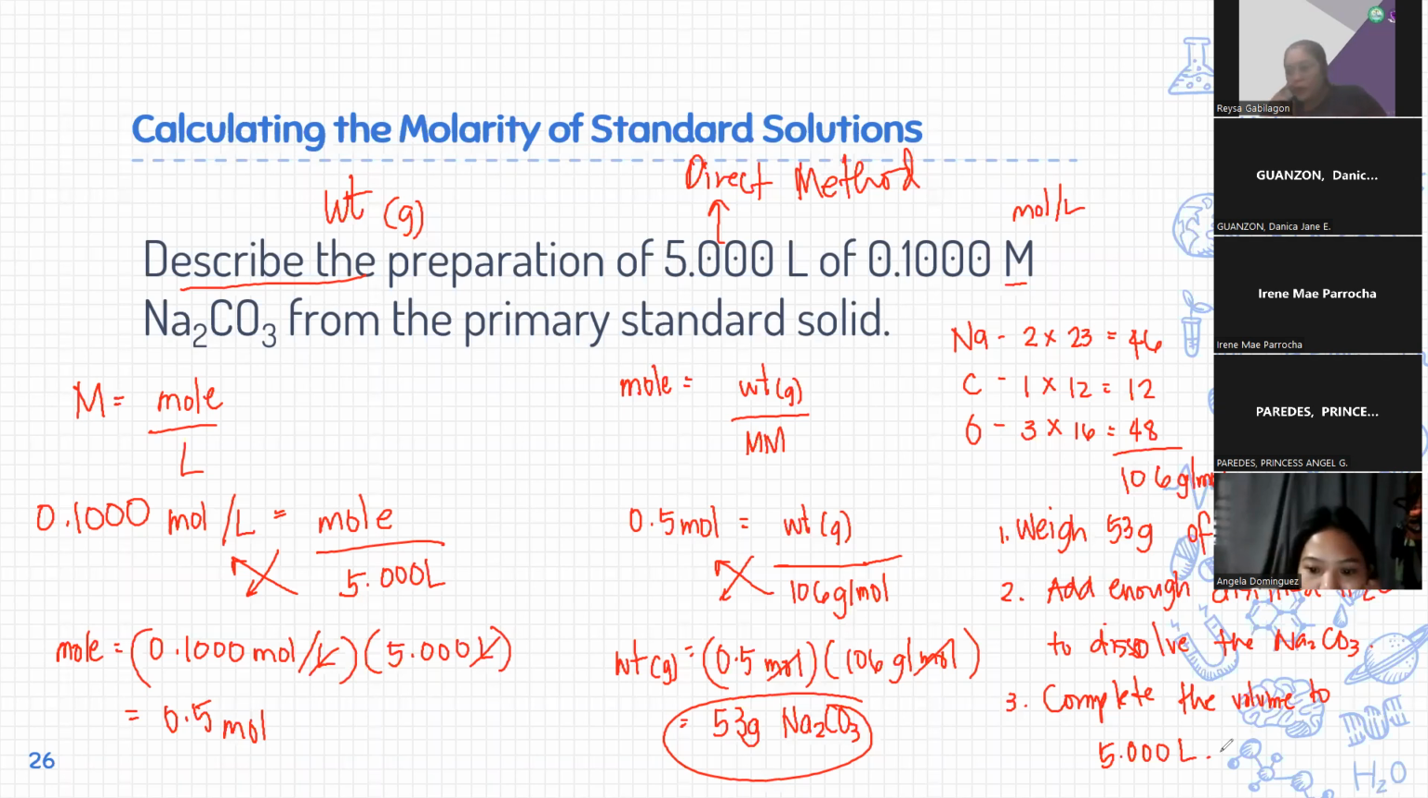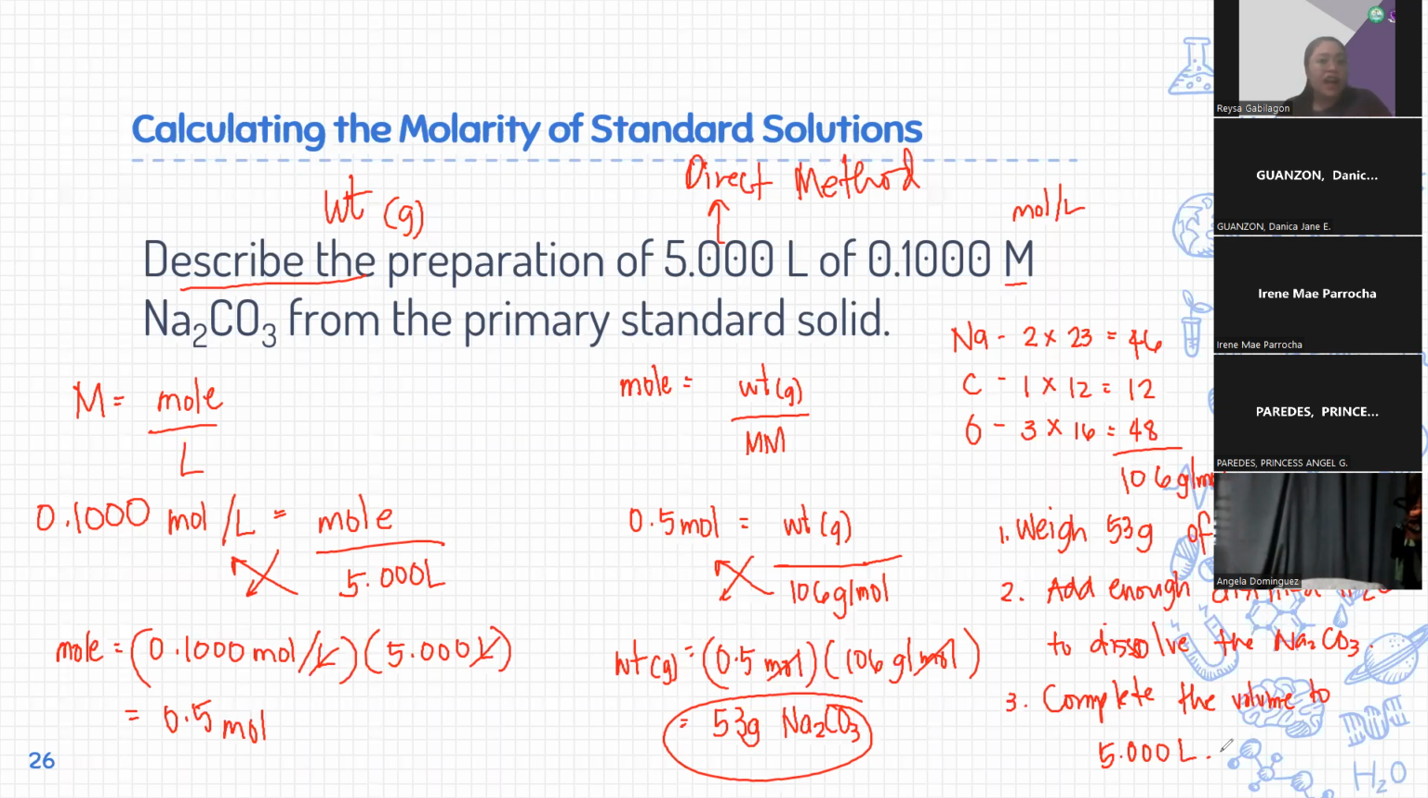So if you're going to encounter this kind of problem in our quizzes or in our exam, aside from the solution, you really have to give me again the step-by-step procedure. You have to compute first kasi how can you weigh a certain mole of substance? We don't have an equipment for that. So what we have is an analytical balance that will give us the weight. Okay? So again, weigh 53 grams of the sodium carbonate.